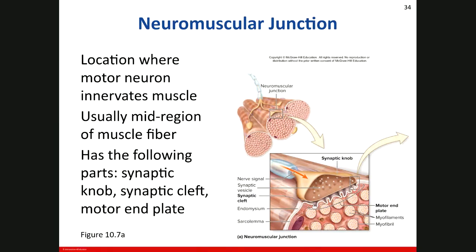The postsynaptic membrane in our skeletal muscle has a specific name. We call it the motor end plate. So the postsynaptic part is called the motor end plate for our skeletal muscle. And as you see here, it's ruffled. The border is folded here, and I will tell you why.